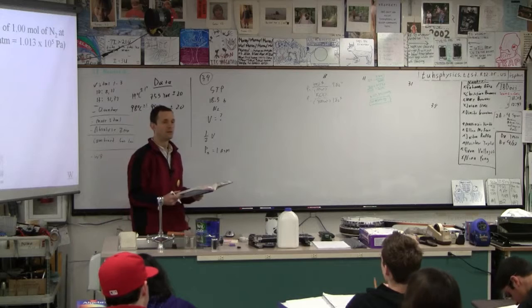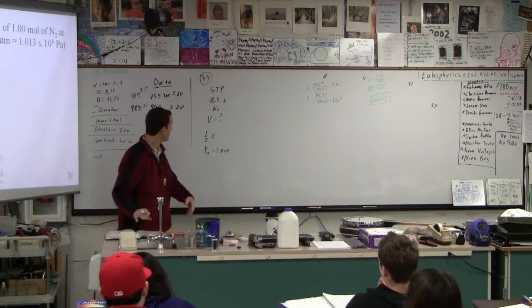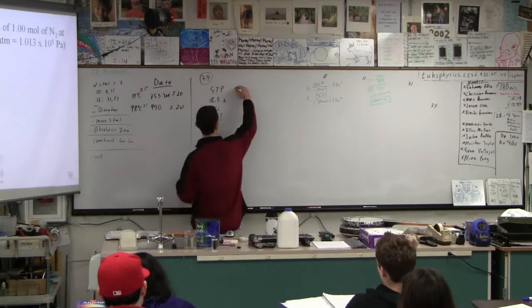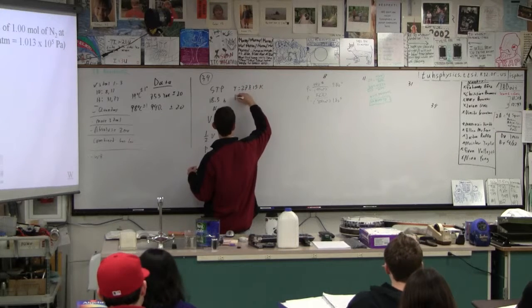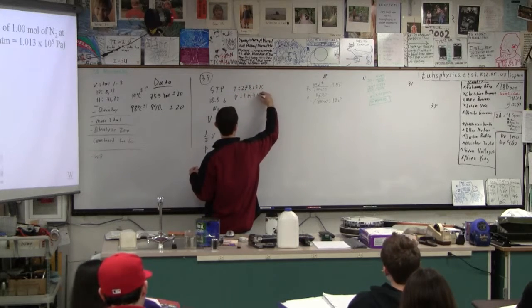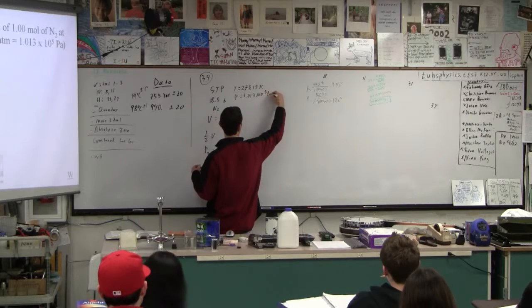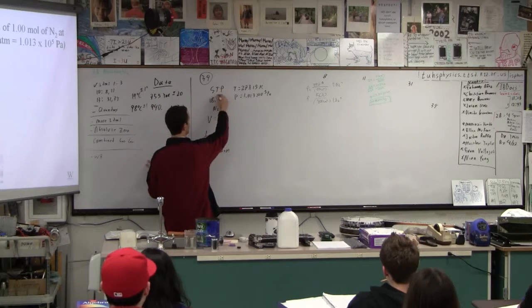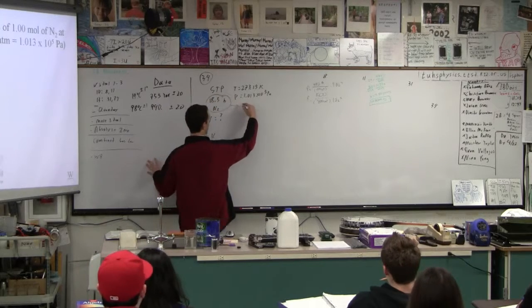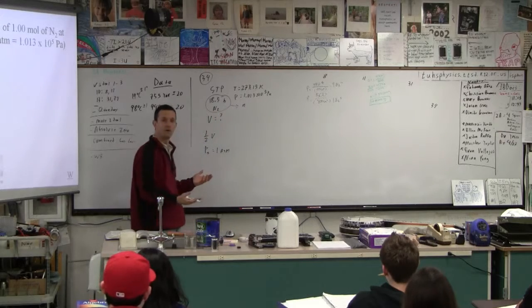Freezing, 1 atmosphere. So for us, that means that the temperature is 273.15 kelvins and that the pressure is 1.013 times 10 to the 5th pascals. And we want to know the volume of it. So it seems to me that we need to turn this into n, because that's the only other thing we need to know.